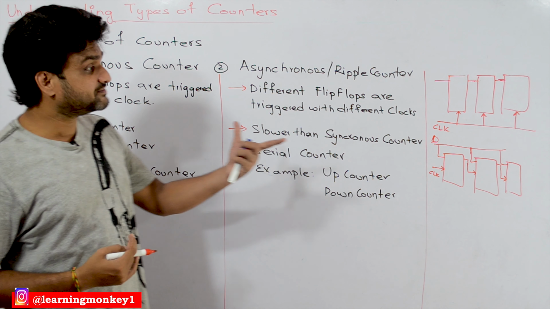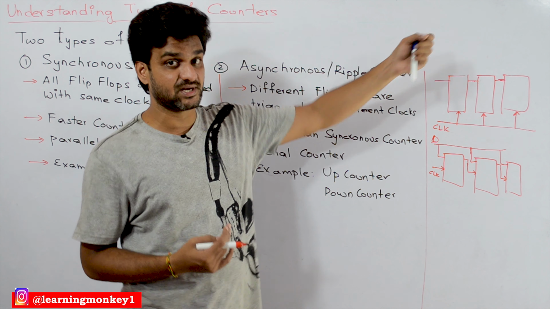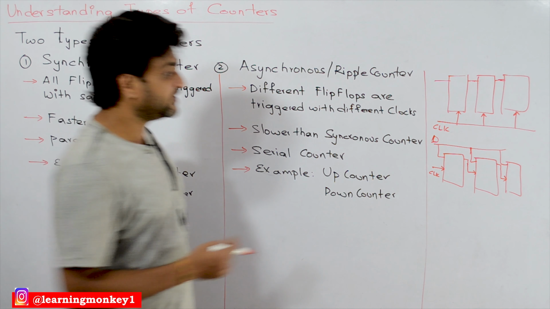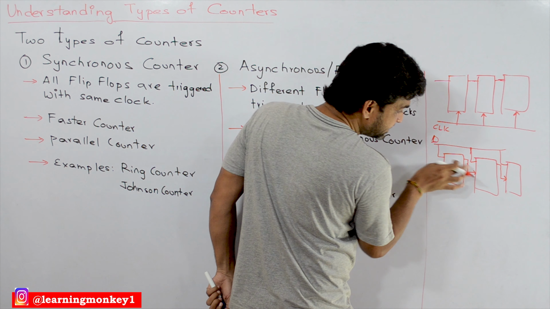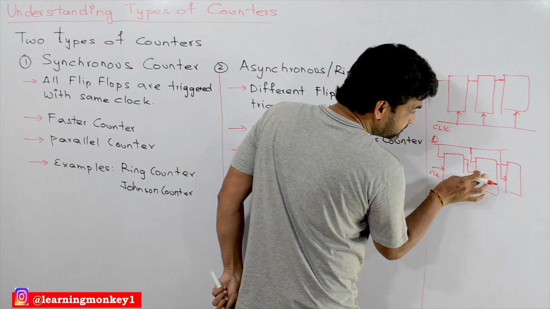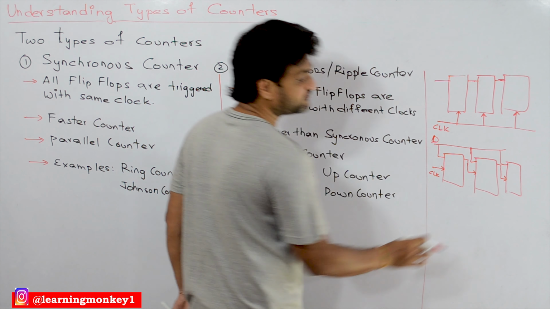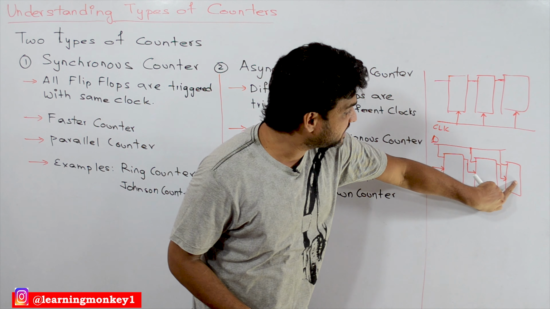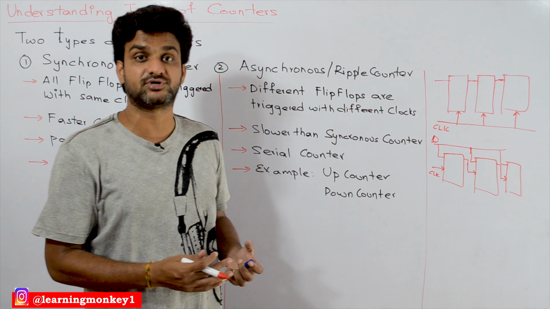This similar concept has already been discussed in the ripple carry adder. In asynchronous counters, the clock has to be generated: the output of this flip-flop is taken as the clock for the next flip-flop, and the output of that is taken as the clock for this flip-flop. So this flip-flop has to wait for these two flip-flops to generate the exact output.